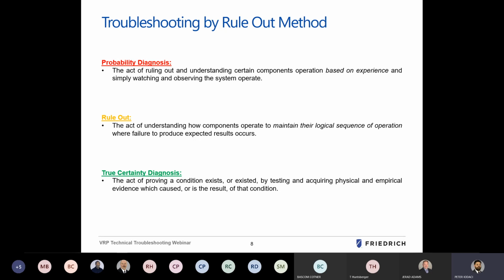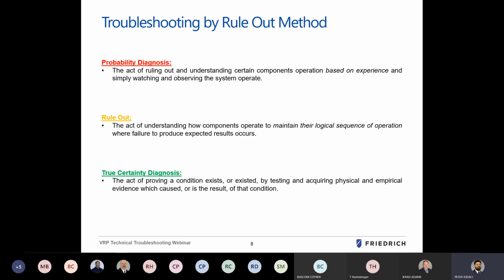So when we get to the actual step of ruling out the components, it's the act of understanding how they operate and maintain their logical sequence of operation, where failure to produce expected results occurs. So as you're sitting there watching the unit and you don't see the outdoor fan start and you don't see the compressor start, you're going to say, okay, there may be something going on with the outdoor fan, there may be something on the compressor. I need to rule out each one of those components, because at this point they should have started inside their logical sequence of operation.